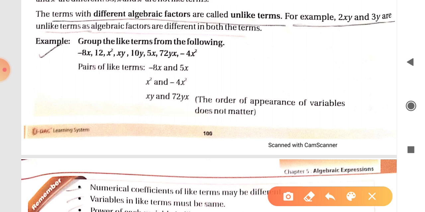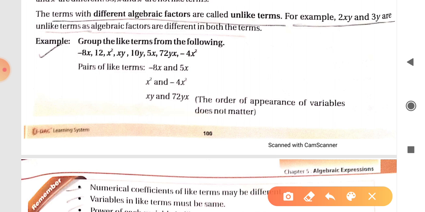Now we will find another pair of like terms. This is 12 and it is only a constant. There is no algebraic factor in this, so it will not be included in like or unlike terms. Next is x square. Is there any term that includes x square? Yes, there is minus 4x square, and the algebraic factors of x square and minus 4x square are the same. So these are like terms.